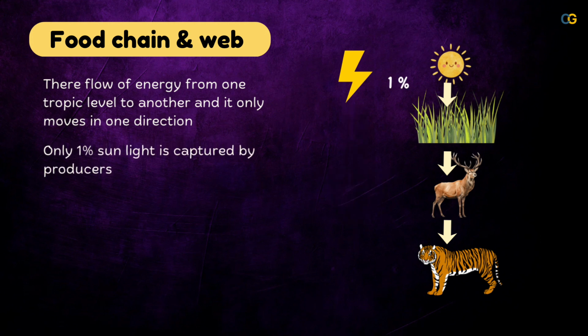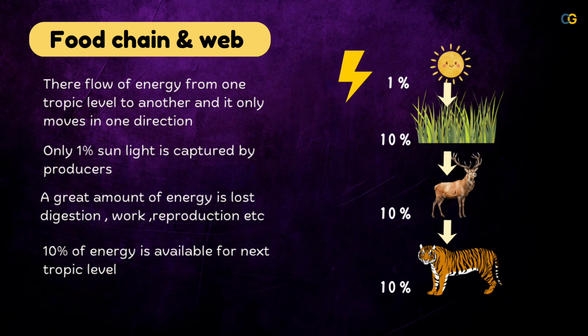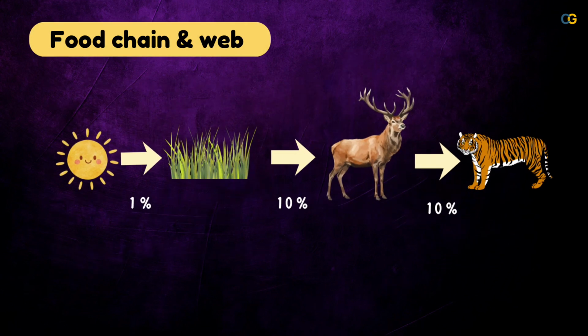Only 1% of sunlight is captured by the producers, and a great amount of energy is lost in digestion, work, and reproduction. So, only 10% of energy is available for the next trophic level. Understanding this better, if the sun has almost 1 lakh joules of energy, 1% of this is converted into energy for the plants, which is 1000 joules.